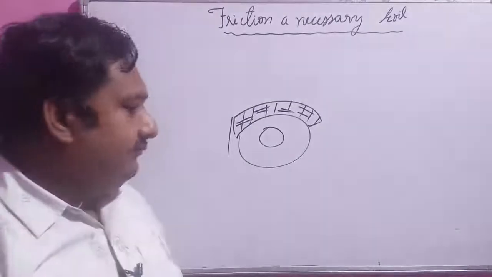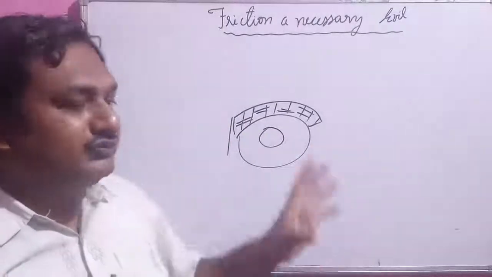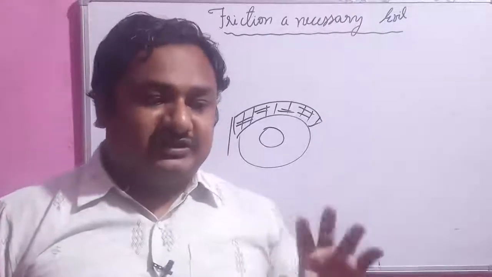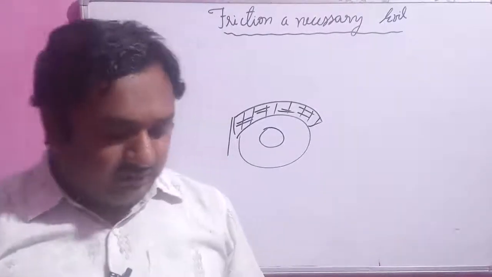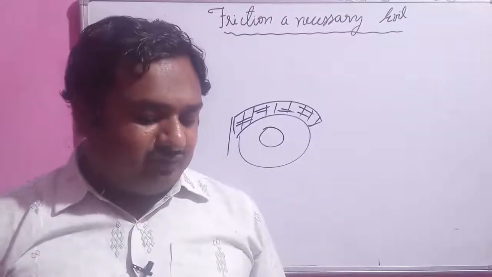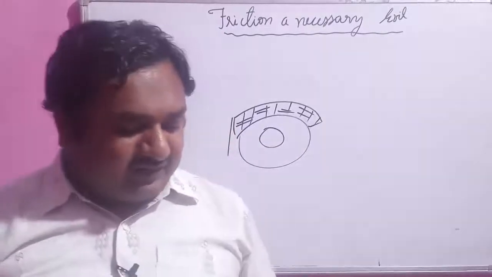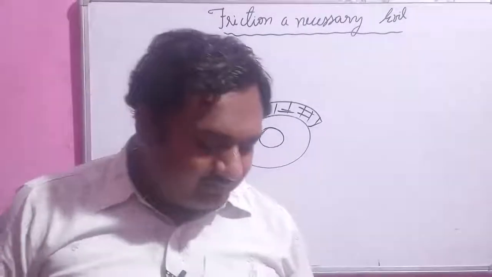So here we want to increase the roughness of the surface, and that can be achieved by putting grooves or putting something which can increase the roughness. So the first method is by making the moving surface rough. Here we can achieve this by increasing the roughness of the surface.